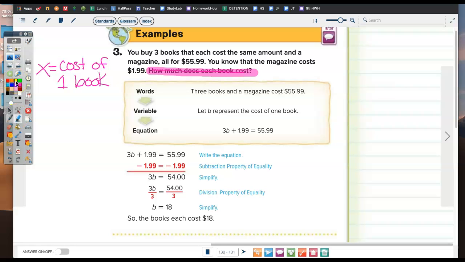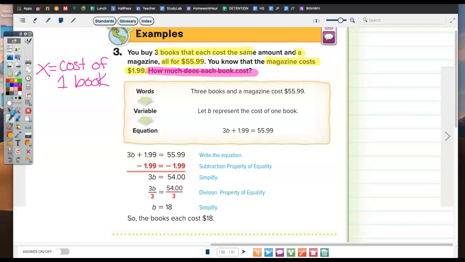Now we have to look at, what do we need to know from this story problem? We know that the magazine costs $1.99. What else? I'm buying 3 books that each cost the same, right? And then what else? And it's all going to be $55.99. Okay? How many magazines did I buy? 1. Aubrey, how'd you know that? Because it says a magazine. A magazine. Okay, so I'm only buying 1 magazine.